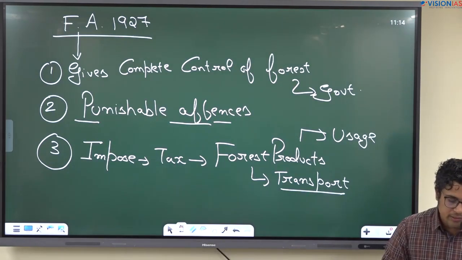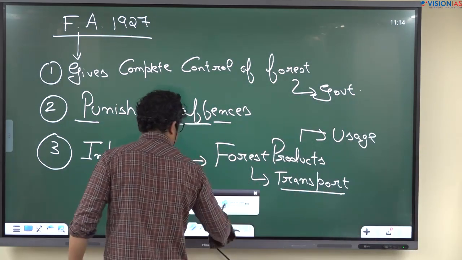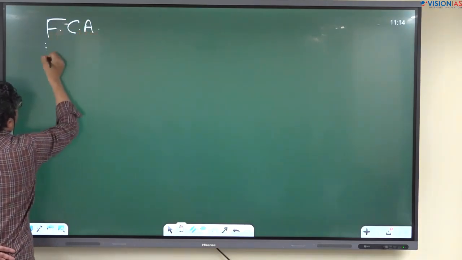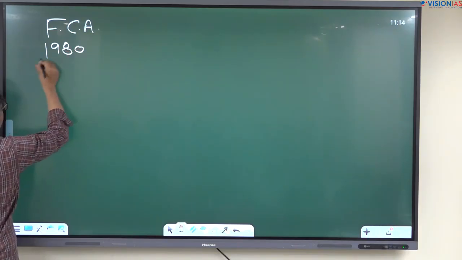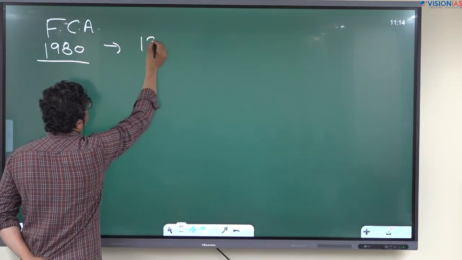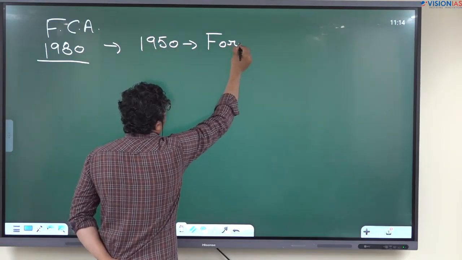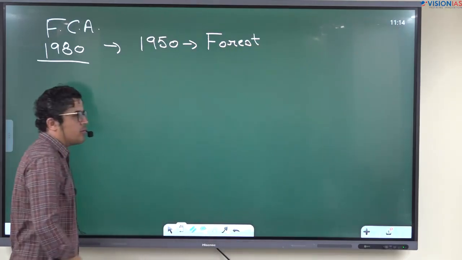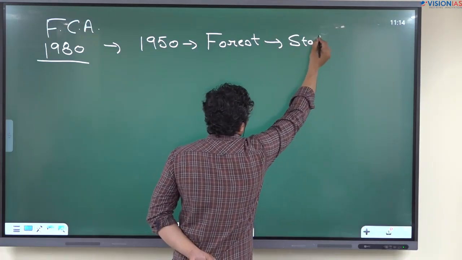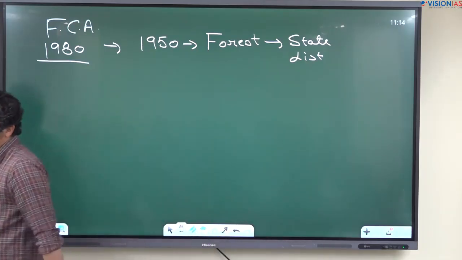Okay, we'll talk about the next act then. Next act is Forest Conservation Act 1980. So let's understand the history behind this act. In 1950, when Constitution came into force, forest was kept in state list. So we are studying the history behind this act.